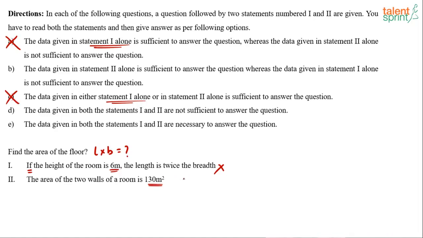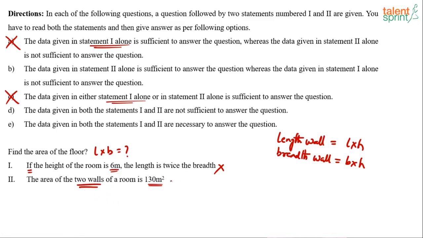Area of two walls of the room can be... See, what is the area? There are two types of walls, right? The wall along the length and the wall along the breadth. For the wall along the length, what is the area? L into H. For the wall along the breadth, what is the area? B into H. Now, which two walls is he talking about? Is he talking about both the length walls, or both the breadth walls, or one length and one breadth wall? That is not clear, right?